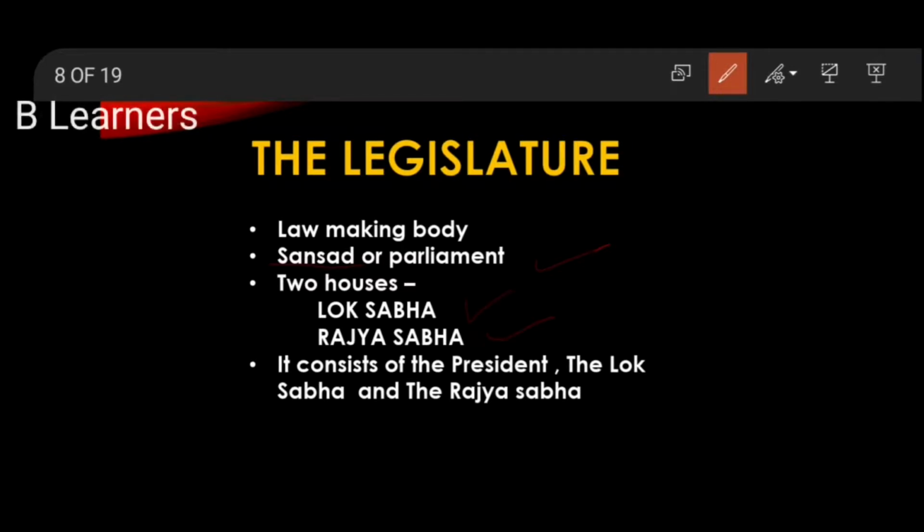Lok Sabha is also known as the lower house. Very easy to remember: L for Lok Sabha, L for lower house. And the Rajya Sabha is also known as the upper house. As we have two houses in the legislature, we call it a bicameral legislature because we have two houses. Now what comes under the category of legislature? What makes the legislature? The President, the Lok Sabha and the Rajya Sabha, all these together form the legislature.